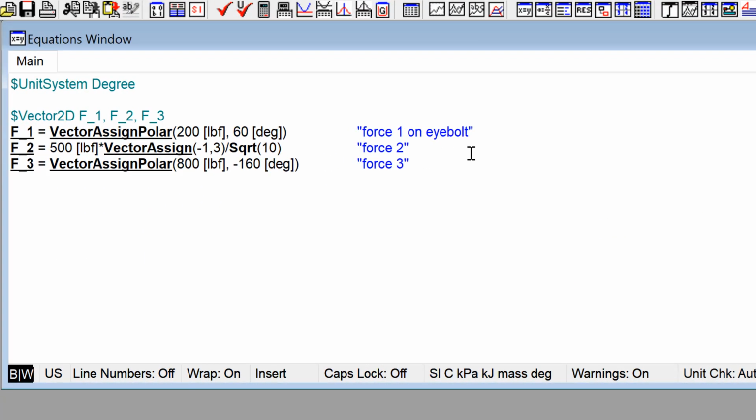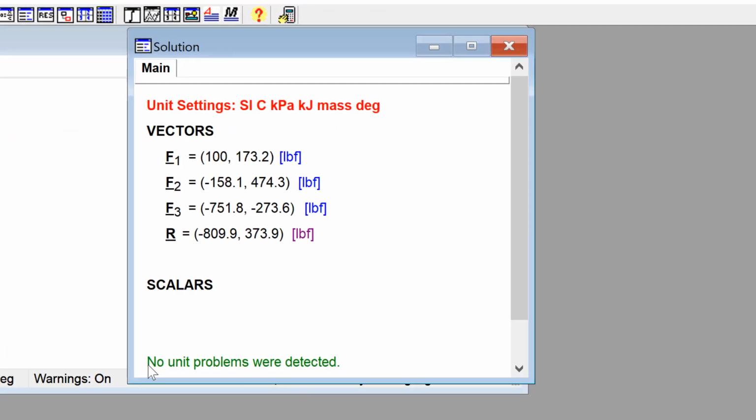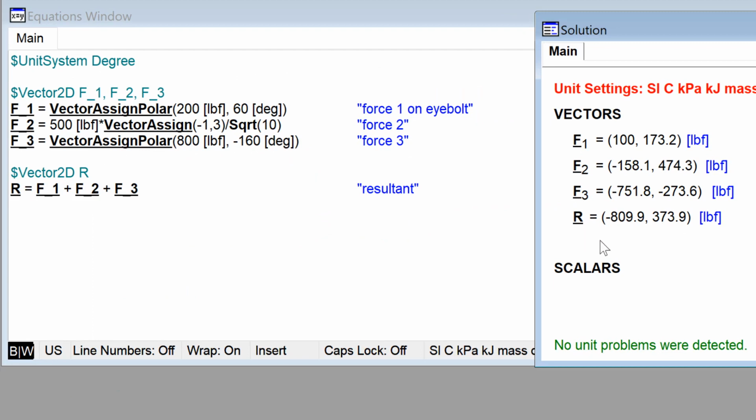So the next thing I need to do then is add these together to get a resultant vector. So the resultant force is just the vector sum then of these three forces. So it's also a 2D vector. So the vector 2D directive, and we'll call our vector r, and r is just equal to f1 plus f2 plus f3, and that's the resultant. And we can solve, and this is our resultant force right here.